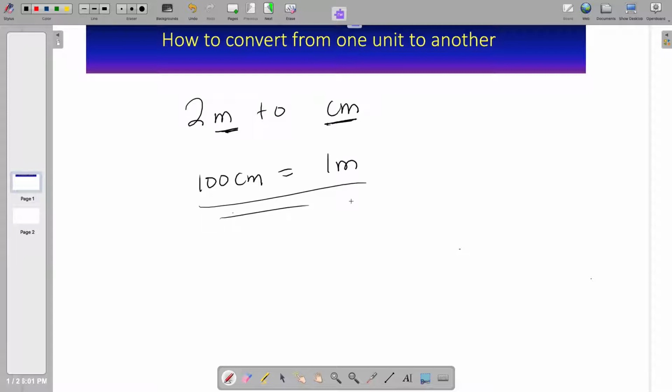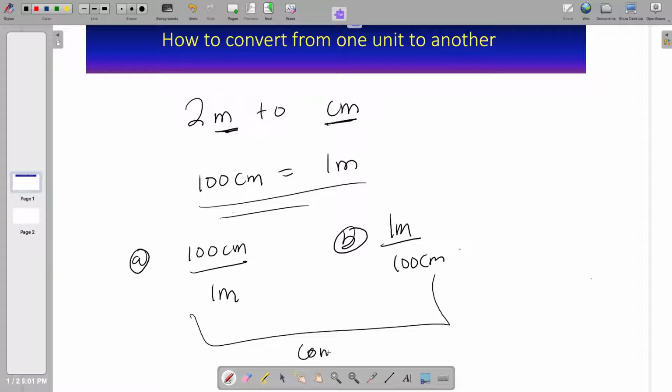Once we recall the relationship between the units, then we can proceed to write conversion factors, which are basically ratios. So our first conversion factor, which I call A, would just be 100 centimeters over 1 meter. And my second conversion factor, which I call B, will be 1 meter over 100 centimeters. You can write them in any order in terms of the ratios. B could be A or A could be B. It doesn't really matter. As you've seen, ratio B is a flip of ratio A. So these ratios are called conversion factors.